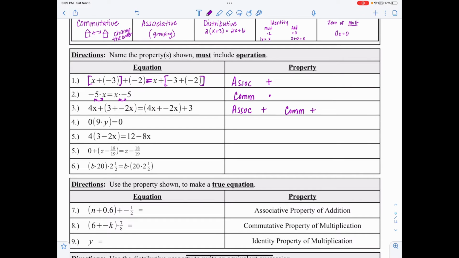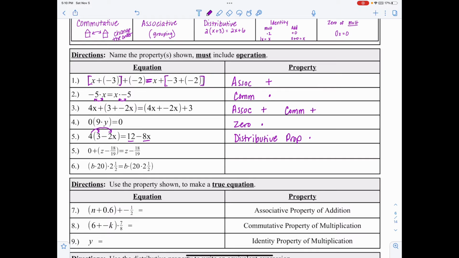All right, the next one, I see the 0, so it's pretty obvious that this is the 0 property. Look at what the operation is, it's multiplication. Okay, the next one, we had a 4 times a quantity and now it's gone. So this looks like the one where we're distributing the 4 to each of those. So 4 times 3 and 4 times 2x. So this is the distributive property. And this is always the distributive property of multiplication.